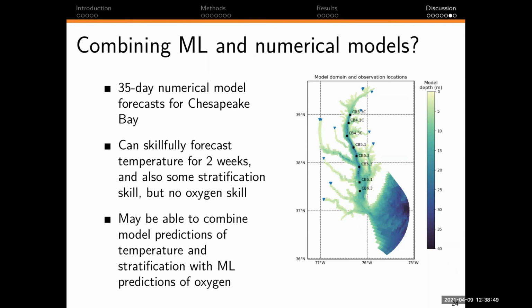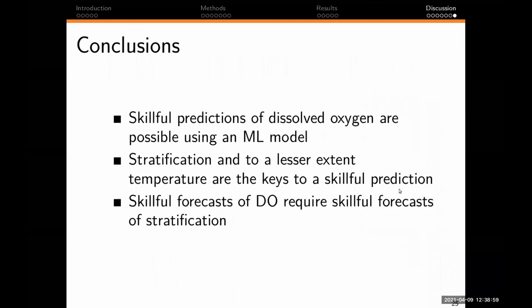So one of my ideas for future research is trying to see if we can combine the predictions from this model, the predictions of temperature, salinity, and stratification, with the machine learning model predictions of oxygen.